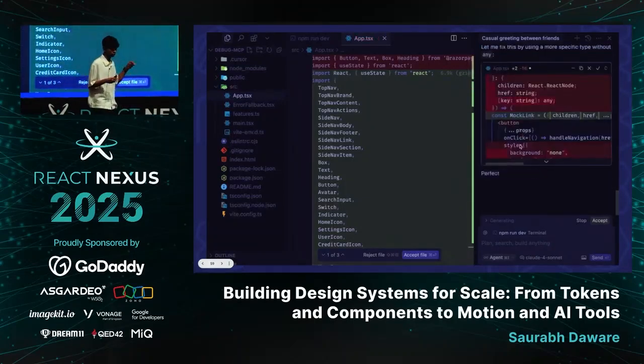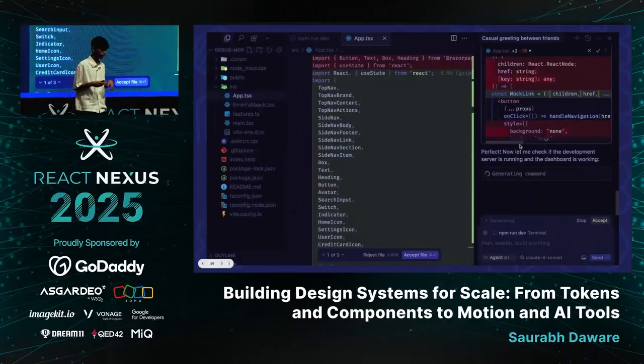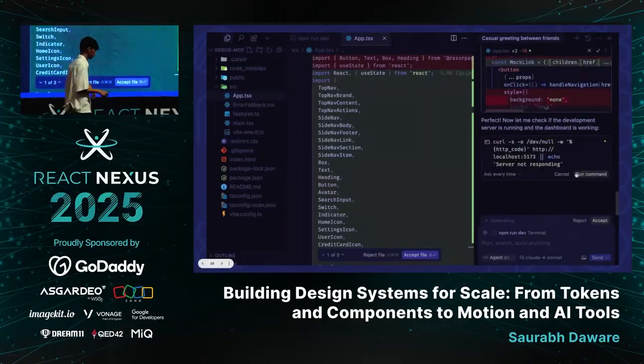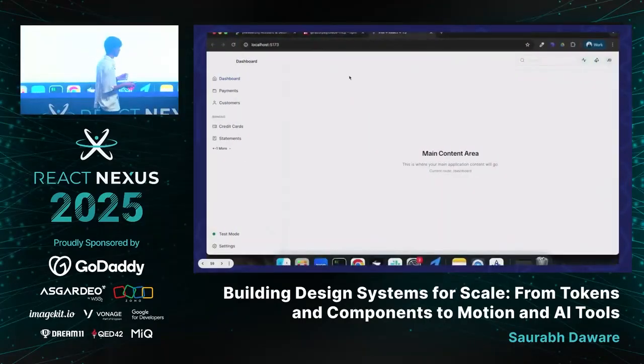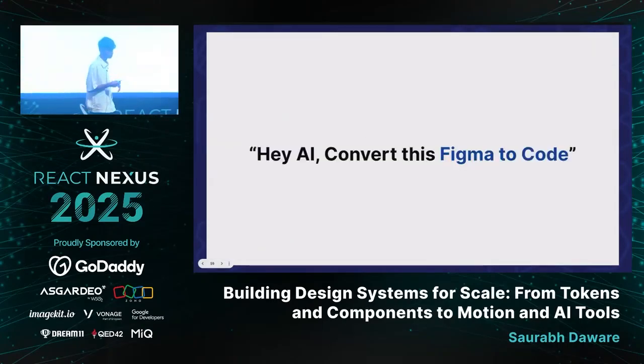It'll try to fix some errors. It'll figure out that this code is fine. It'll try to run the server. And we have this dashboard here, which is running. It's a simple dashboard showing a main content area. It added a side nav and a top nav, and it used the documentation examples.